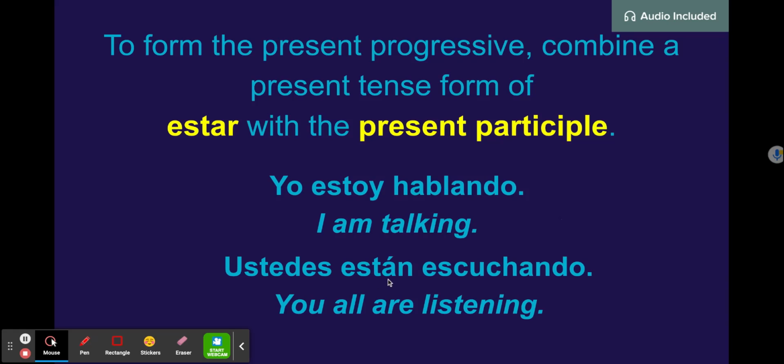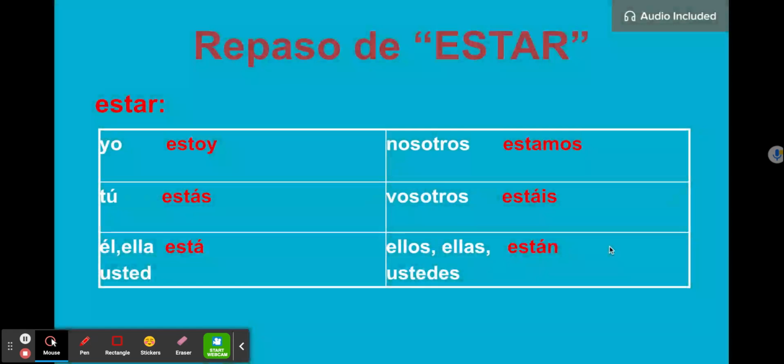Ustedes is the subject in this sentence. Están is the form of estar. Escuchando is the present participle, which again in English translates to the ing form.